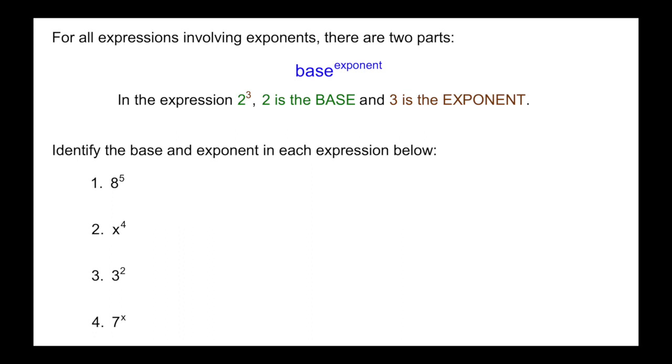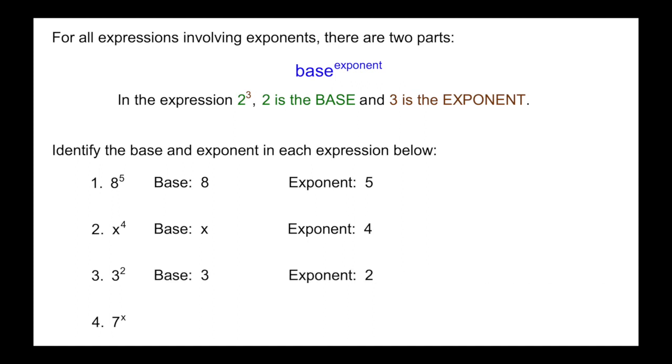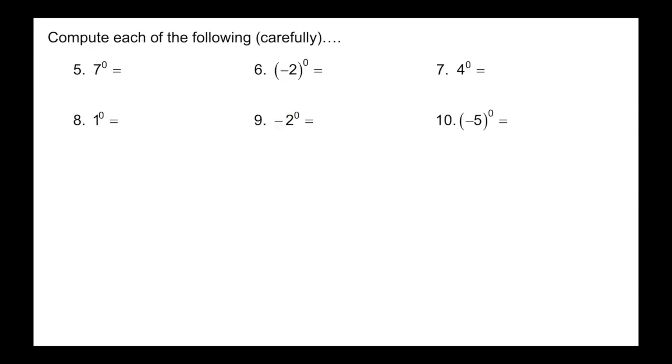So in each of these examples, take a minute to identify which one is the base and which one is the exponent in each situation. And for number 1, our base is going to be 8 and our exponent is 5. For number 2, the base is going to be x and the exponent is 4. For number 3, the base is 3 and the exponent is 2. And for 4, the base is 7 and the exponent is x.